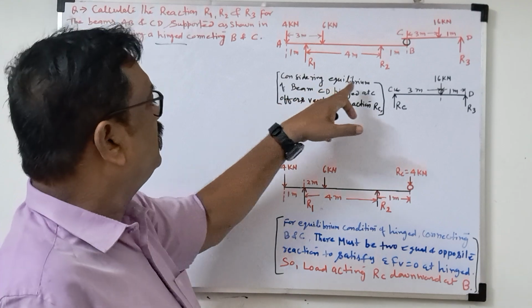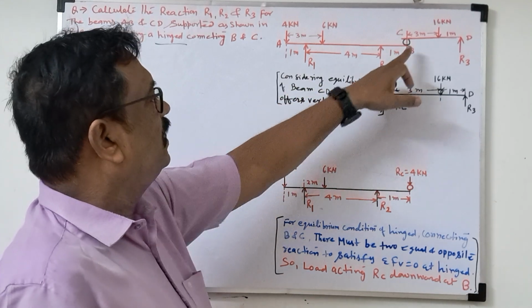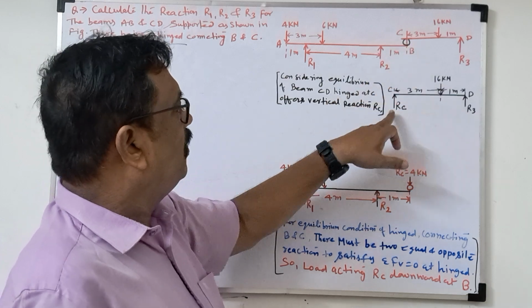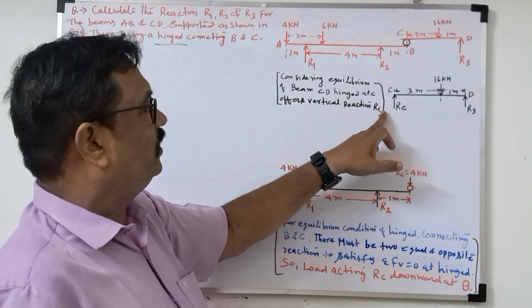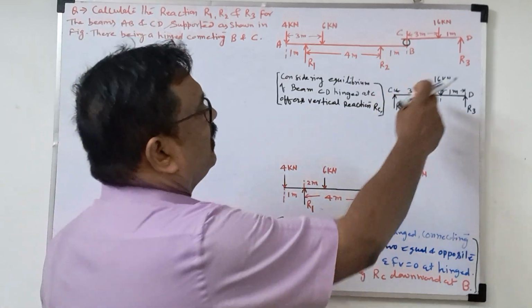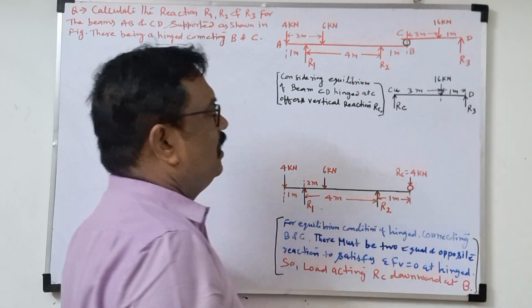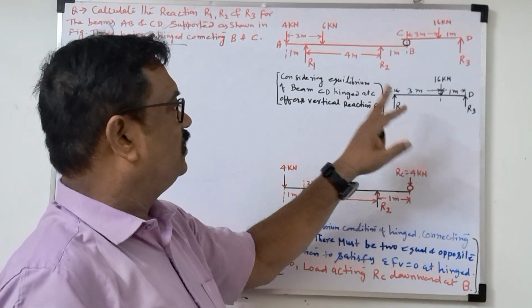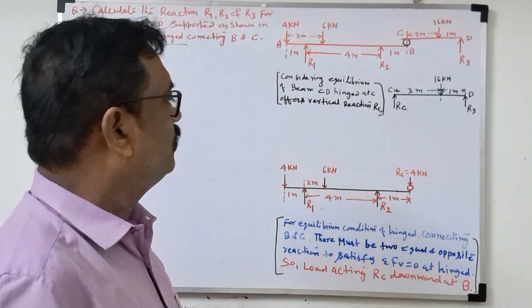So I wrote, considering the equilibrium of beam CD, the hinge at C offers a vertical reaction RC. So at this point C, it will offer the vertical reaction RC. And at C there is a 16 kN load, and at D, R3 is the reaction at point D. First we'll solve this. After solving this, we'll get RC. Then we'll find the solution for the other beam B.